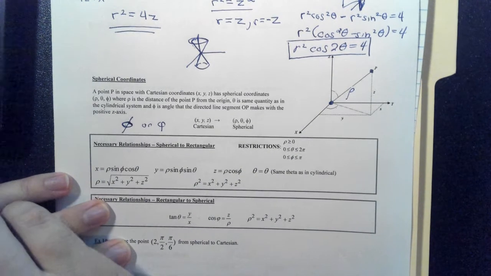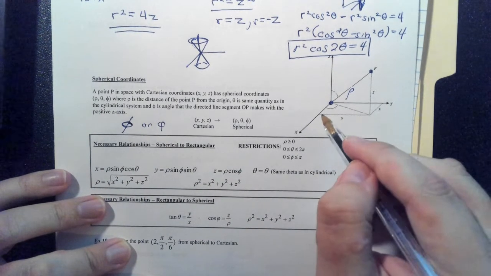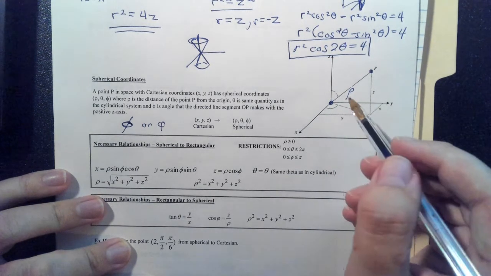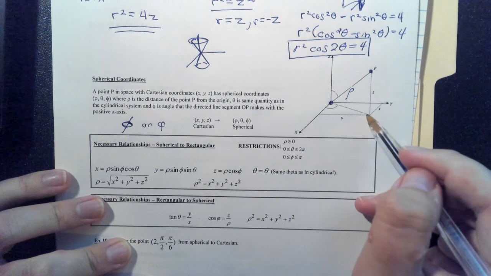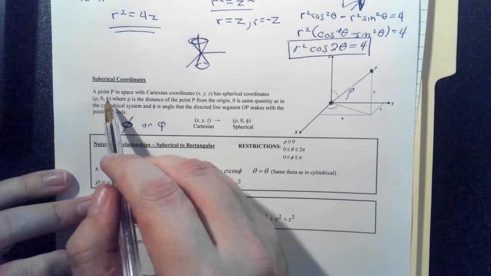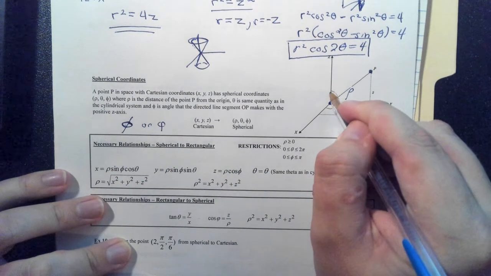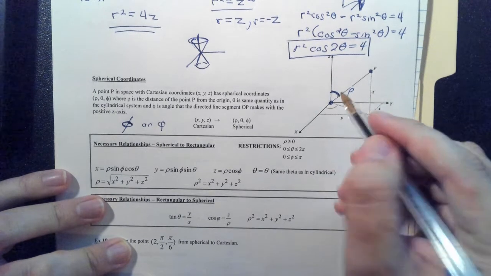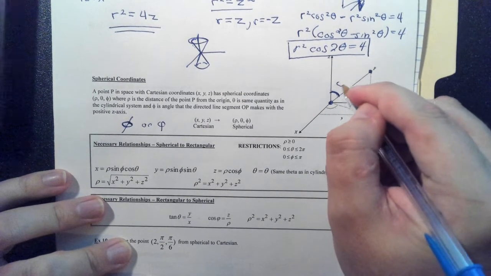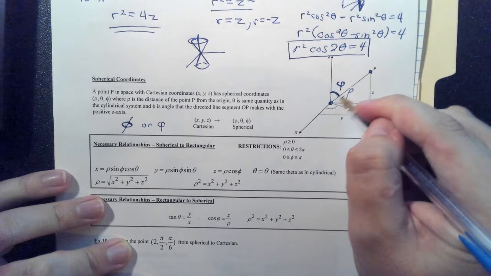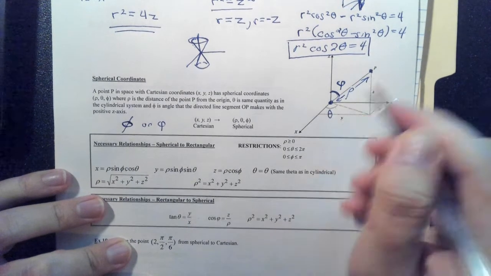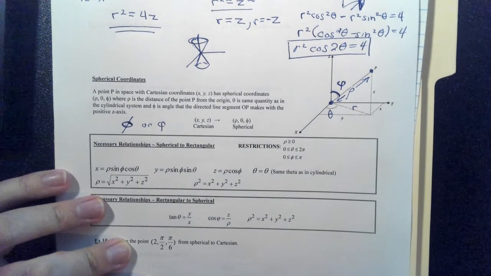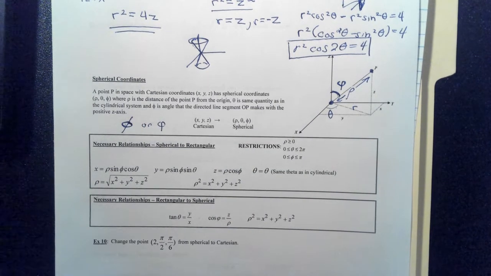Theta is the same theta as in polar and cylindrical coordinates. It is the angle in the xy plane between the positive x-axis and, in this case, the projection of this vector onto the xy plane. And then there's the question of what is phi. Phi is the angle formed between the positive z-axis and this vector here. That's phi right there. Rho is the length, phi is the angle. This right here is theta, this distance is r. So if I look at that picture, I can actually establish the necessary relationships.